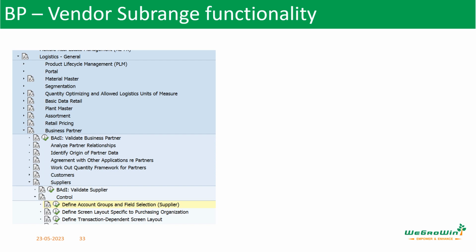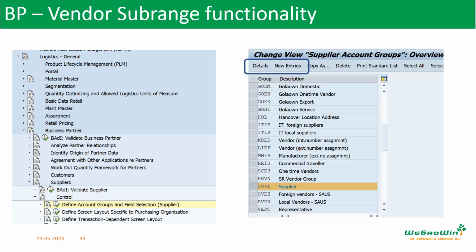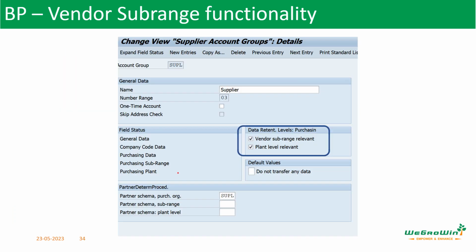The configuration is required to enable this VSR. The transaction YMSG, with the menu path shown here, will help us to do this. We may select the current account group and define the vendor account range, or we can create a new group here and then select the subrange. The subrange can be selected as vendor relevant or plant level relevant. Both these things can be taken. So with these things, we have now completed the settings of a business partner from the middle management point of view, and how to create and manage the business partners, we discussed in the earlier session. Please refer to them.